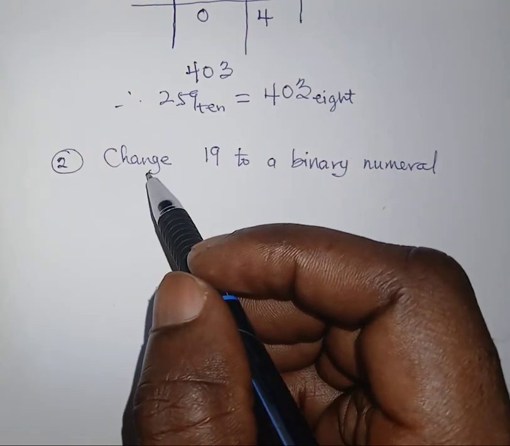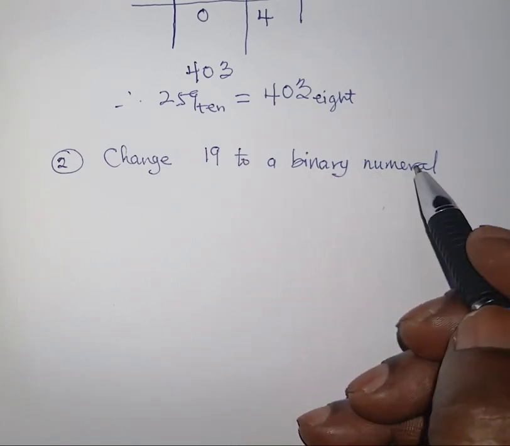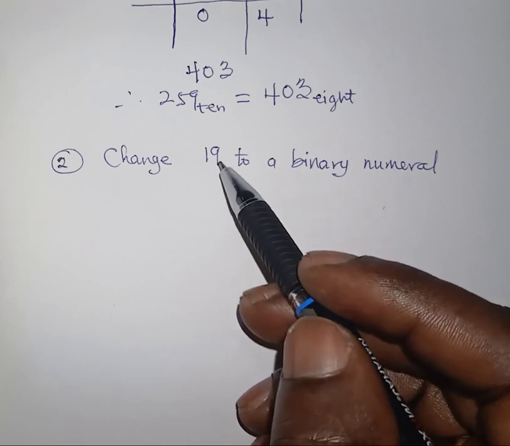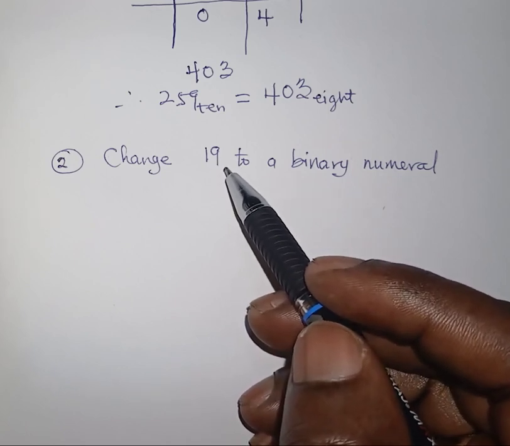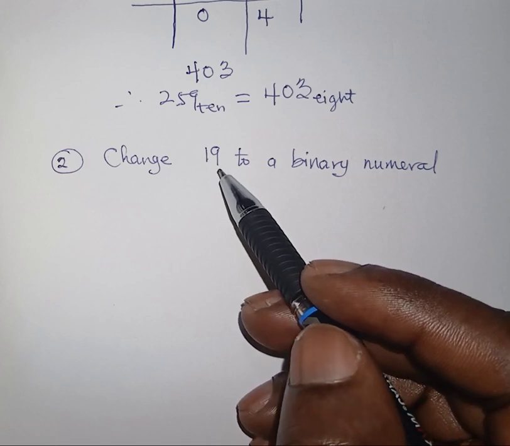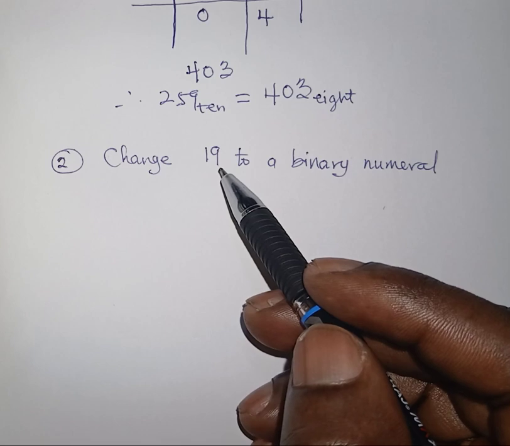So in example 2, we are to change 19 to a binary number. Now you see that there's no base here. As I said, whenever you see that the number stands alone without a base, know that it is in base 10. There are times that we don't even write the base when it is in base 10, because at the end of the day it gives the same number.